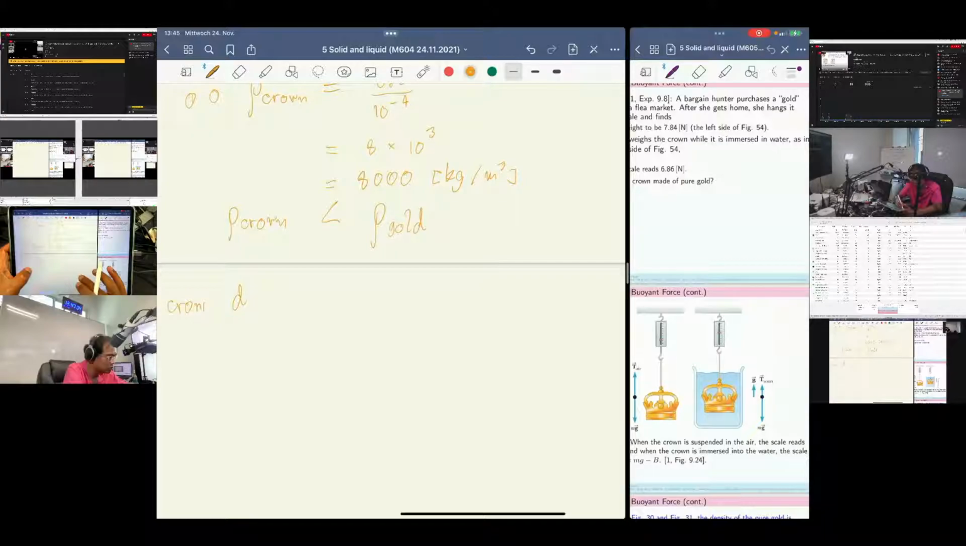But this one is only number 8. Number 8 is less than number 19 for sure, right? So this one is lighter, a little bit lighter.